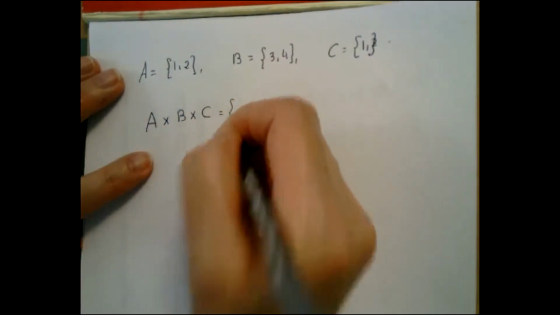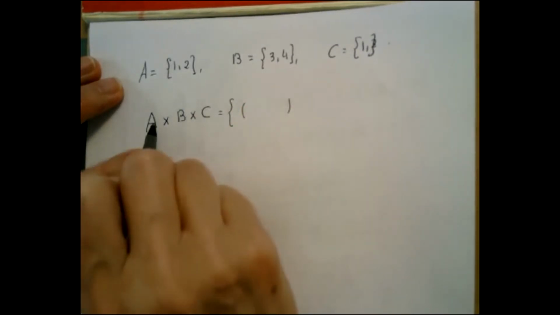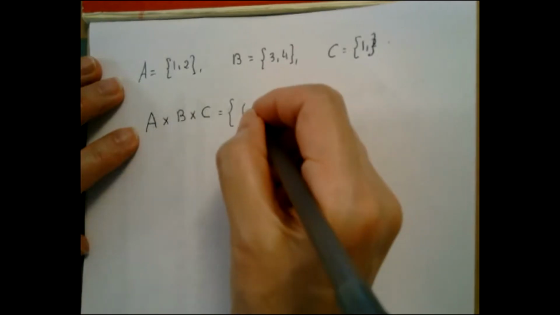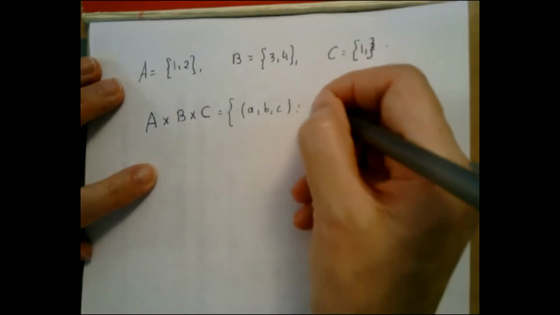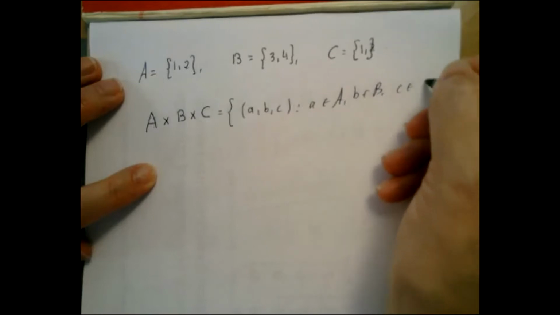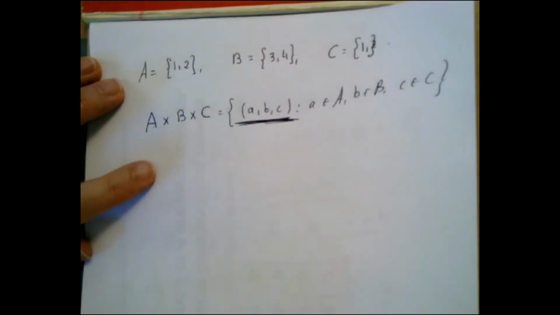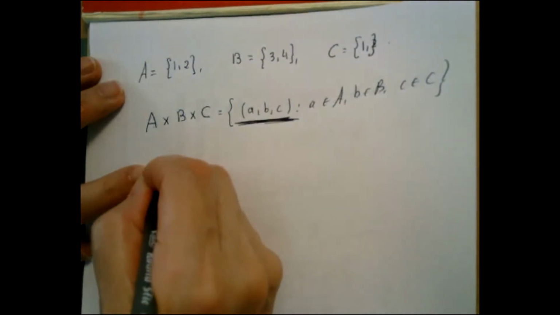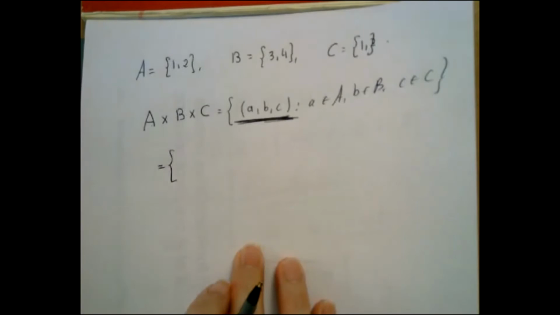Now let us list all the elements in A cross B cross C. But first of all, what is A cross B cross C? Let us remember the definition. It's a set. The elements consist of three numbers, a, b, and c, where a is in A, b in B, and c in C. So the elements are triples, 3-tuples. Let us write this. We have a lot of them. All right, shall we list them?